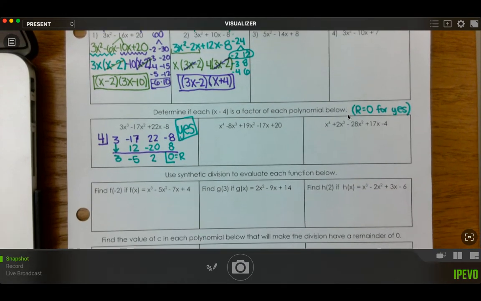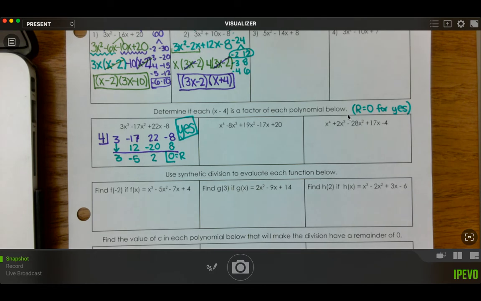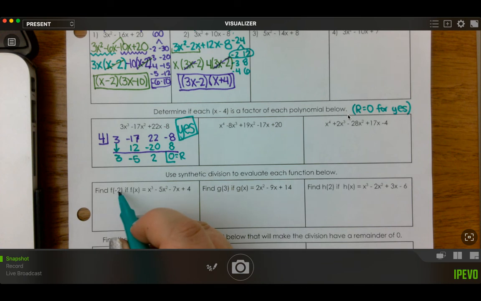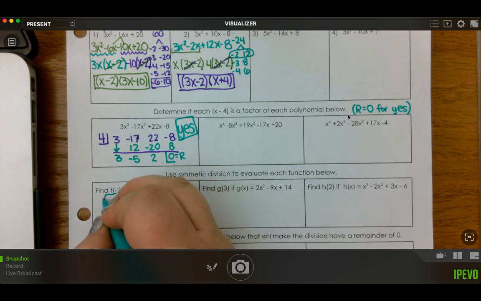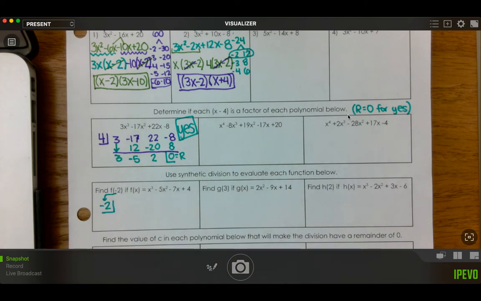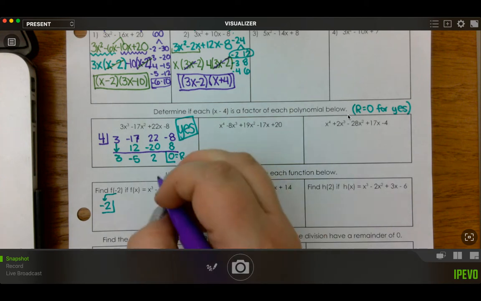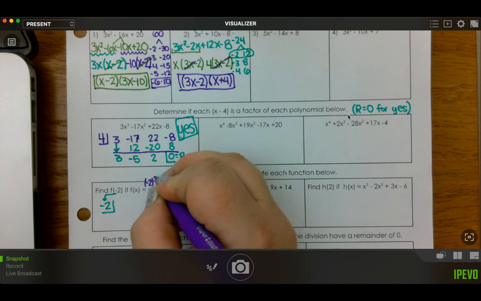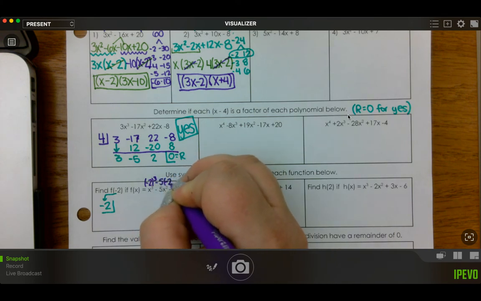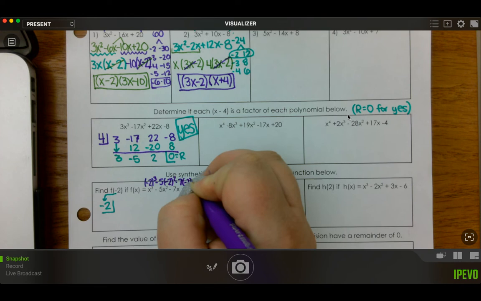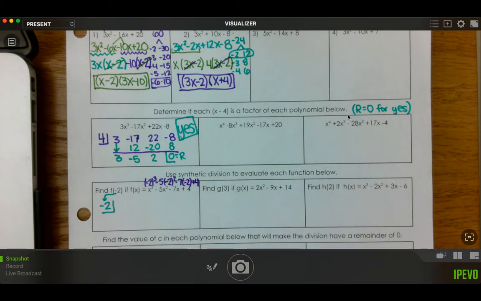Okay, then the next section says use synthetic division to evaluate each function. So for example, right here it says f of -2. This is the number that you put in the box. You don't need to flip it or anything, just that number. And whatever you get for your remainder is your answer. You could also take -2 and plug it in for x like this. But honestly, that's going to take a while. So we're going to find the answer to this by using synthetic division.